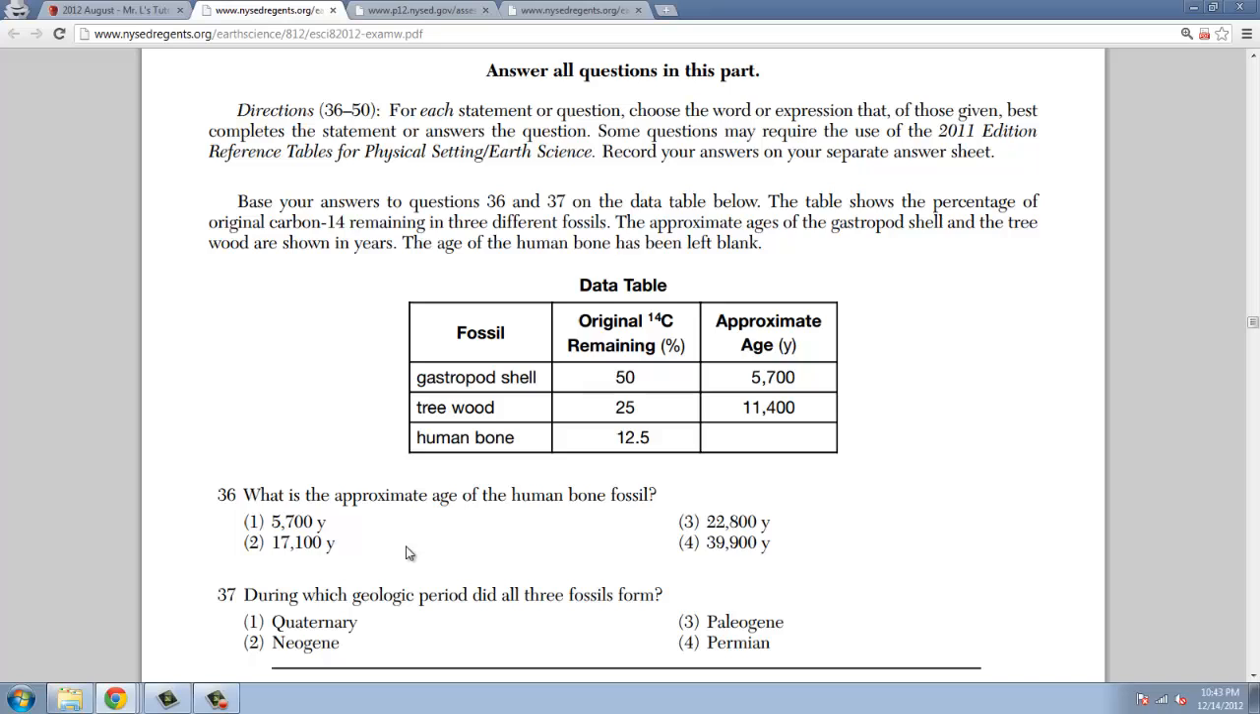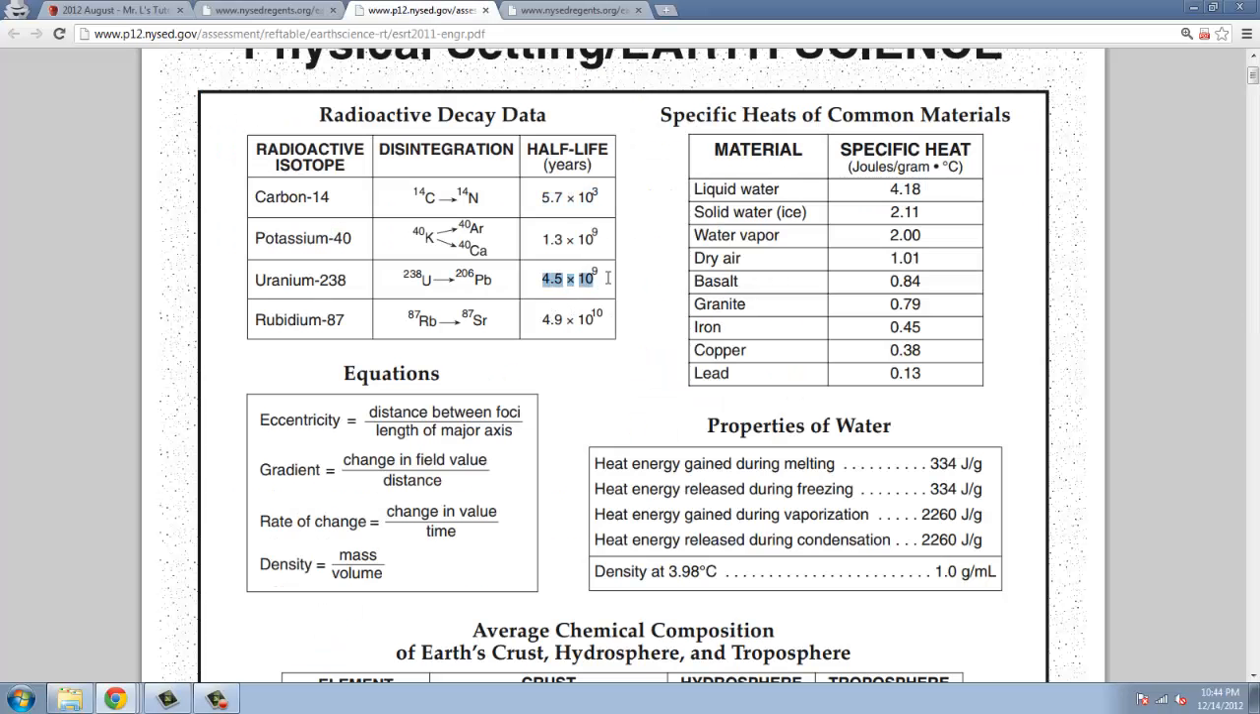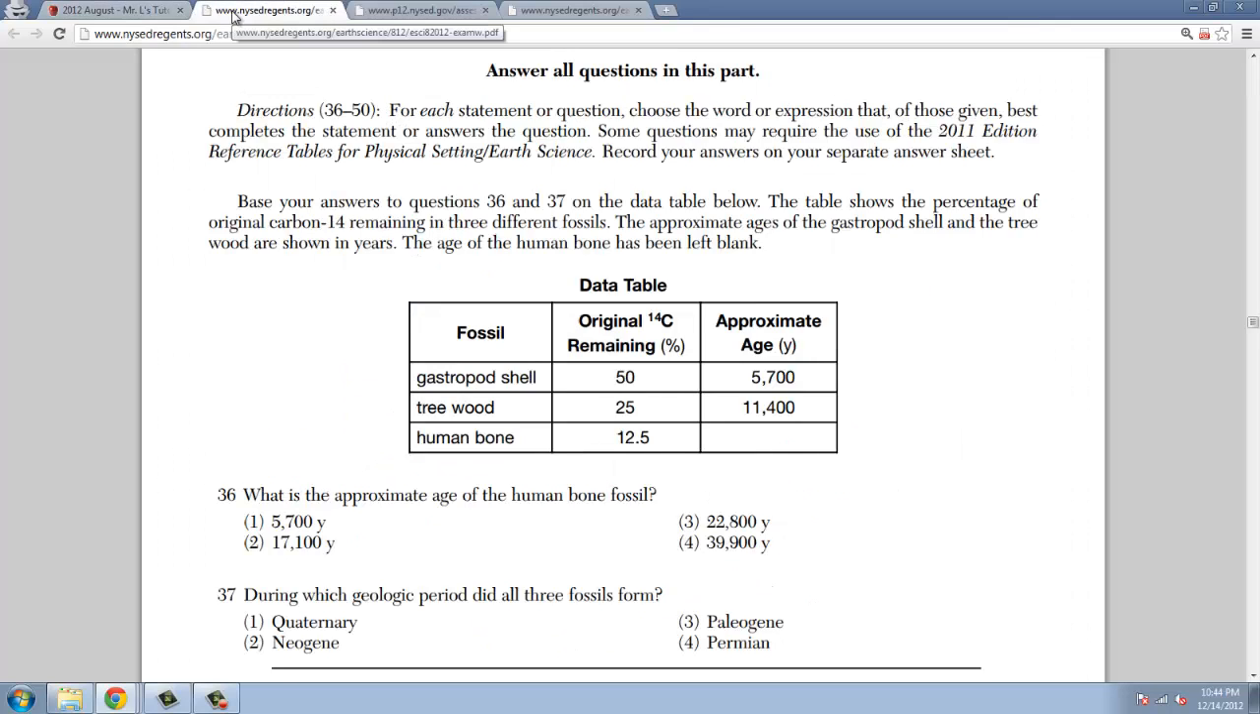Number 37. During which geologic period did all 3 fossils form? Now, I know I told you have to read the top for this, and these questions really don't necessarily connect so directly. What you need to know is the general time of when this is happening. Whenever we're using carbon-14, you should probably know that it's more recent. Whenever we talk about old stuff, we talk about uranium, which has a 4.5 billion year half-life. So it's going to be relatively new.